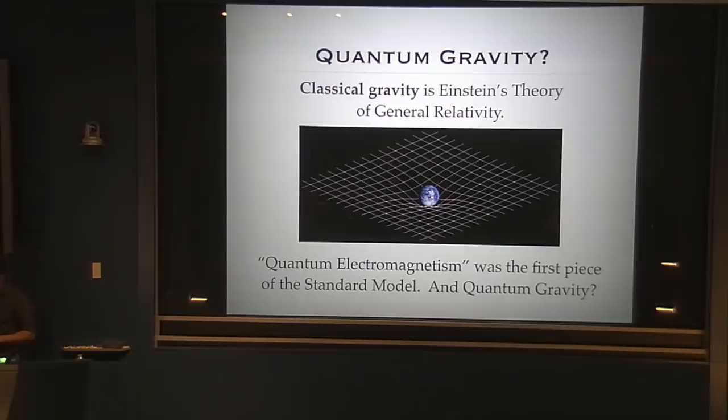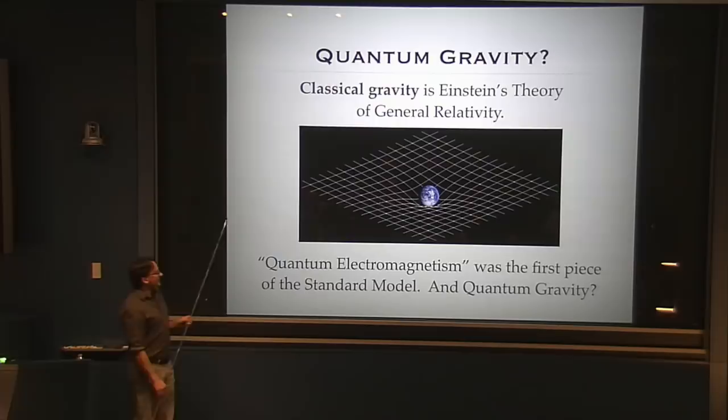But first, I should tell you, at least in a couple of slides, what I even mean by gravity and quantum gravity. So our theory of gravity, the best theory, the only theory we take seriously, is Einstein's theory of general relativity. What is Einstein's theory of general relativity? It is a theory of classical gravity. And famously, it's a theory of space-time curvature.